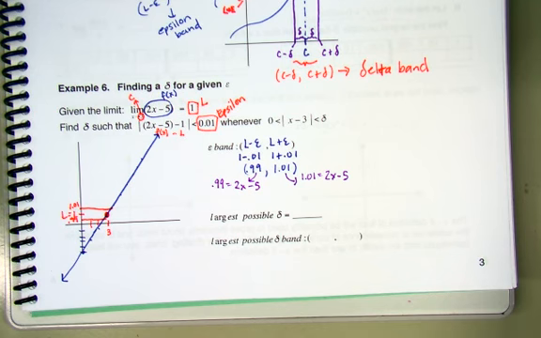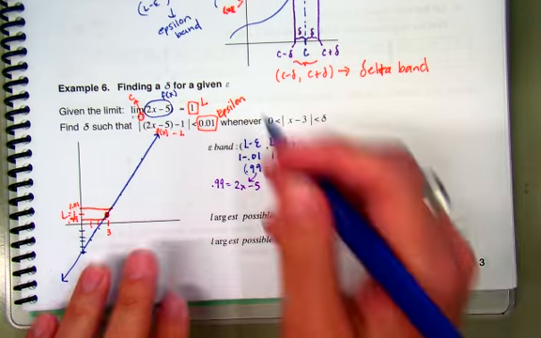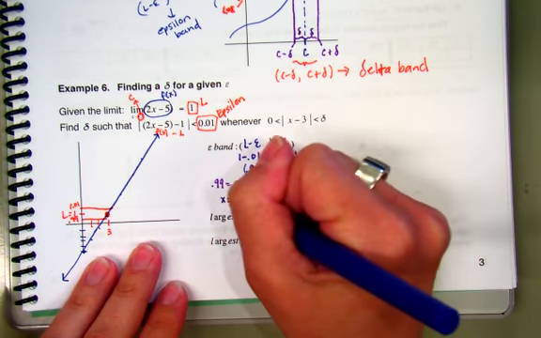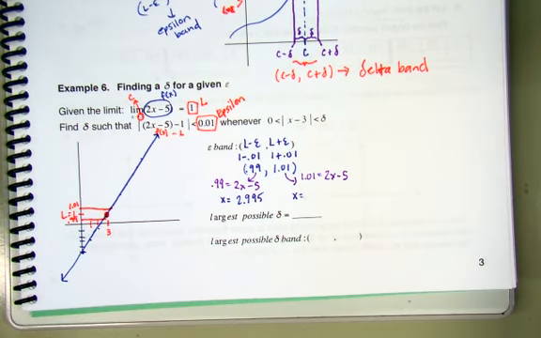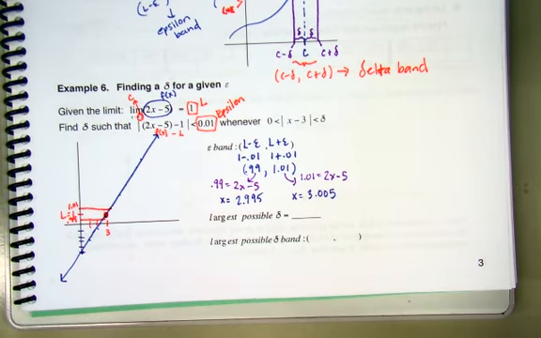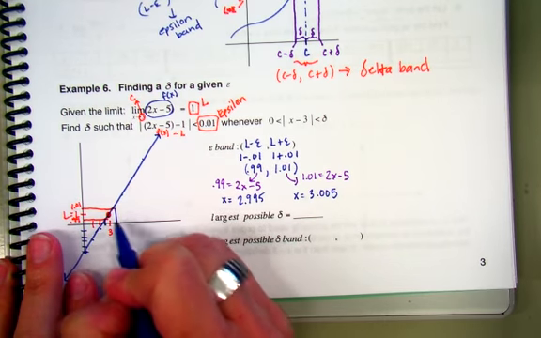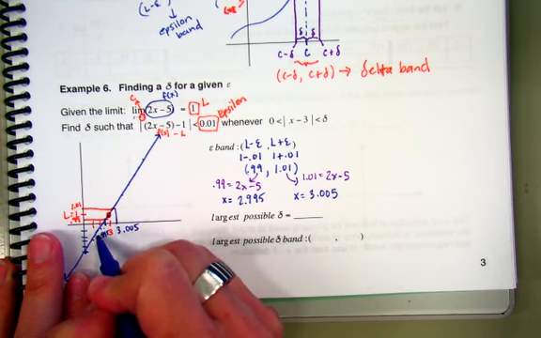Go ahead and solve each of those. So add 5, divide by 2. For x on this one, I got 2.995. And for x on this one, plus 5 divided by 2. You guys are all doing this with me, right? 3.005. So what did I just find? I found these x values. I found 3.005 here and 2.995 here.